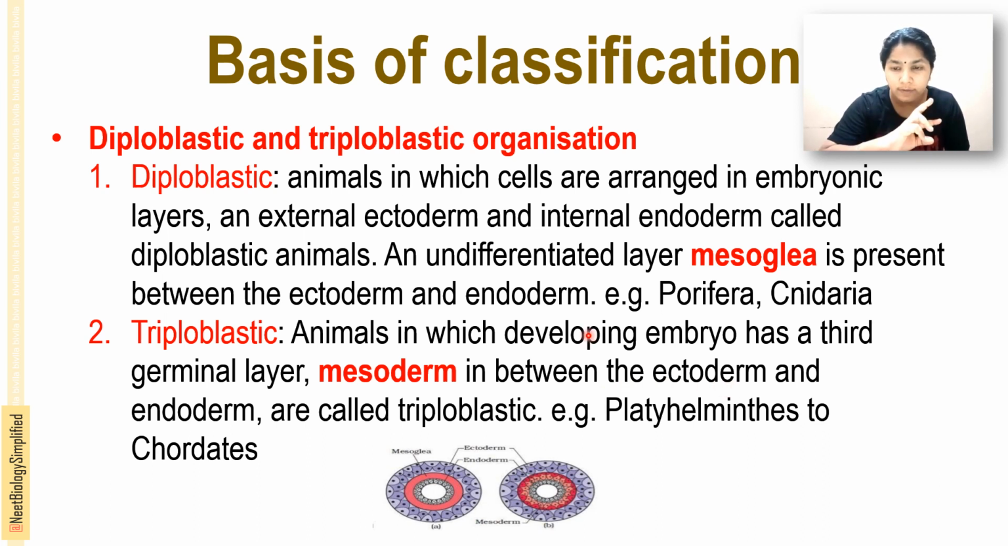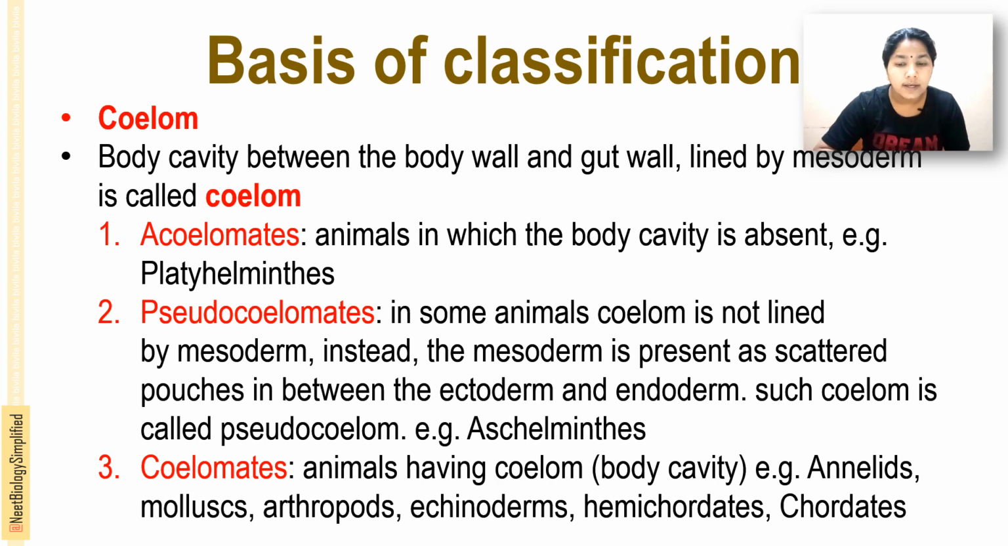Diploblastic, two embryonic layers will be there, that is ectoderm and endoderm, and in between this ectoderm and endoderm there is an undifferentiated layer called mesoglea. Example, porifera and Cnidaria. And the triploblastic animals, the animals in which the developing embryo has a third germinal layer called mesoderm in between the ectoderm and endoderm, are called triploblastic. Platyhelminthes to chordates.